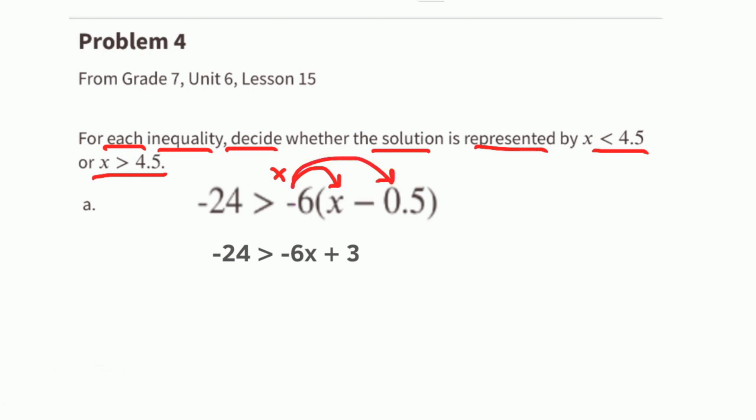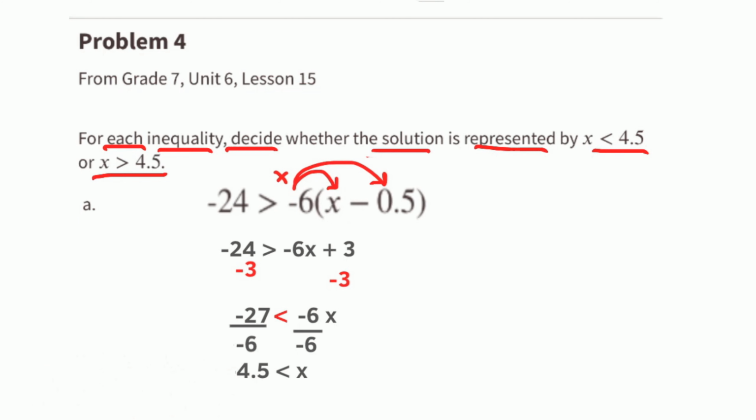The next step, we need to subtract 3 from both sides of the inequality sign. Negative 24 minus 3 is negative 27, and on the right-hand side, we're left with negative 6x. Next, we need to divide both terms by a negative 6. Since we're dividing by a negative, that means we need to switch the inequality sign. Negative 27 divided by negative 6 is a positive 4.5. And negative 6x divided by negative 6 is positive 1x, or x. This means that x is greater than 4.5.